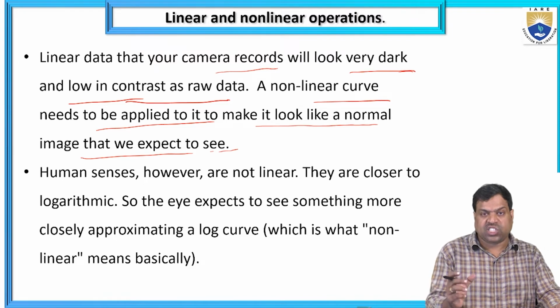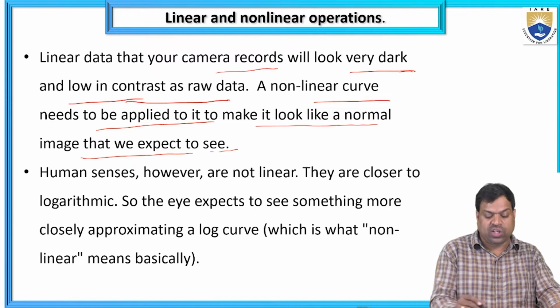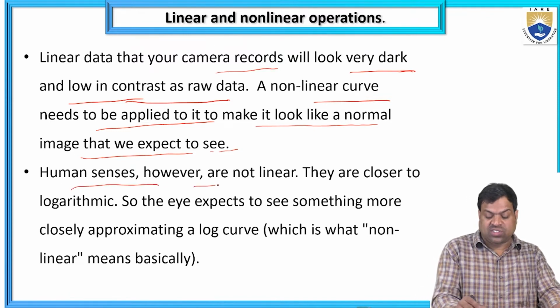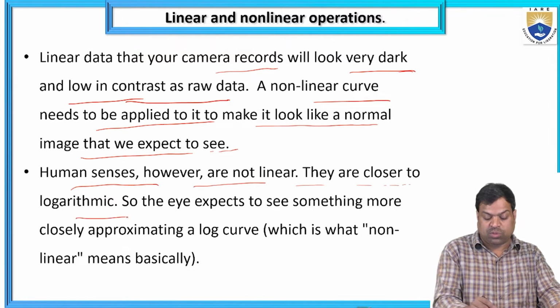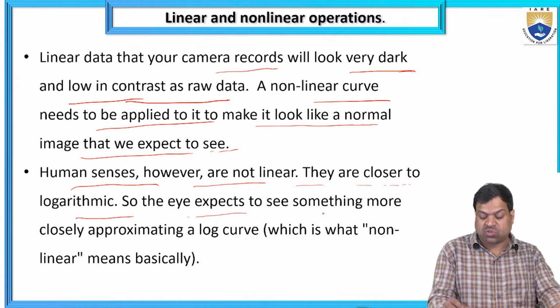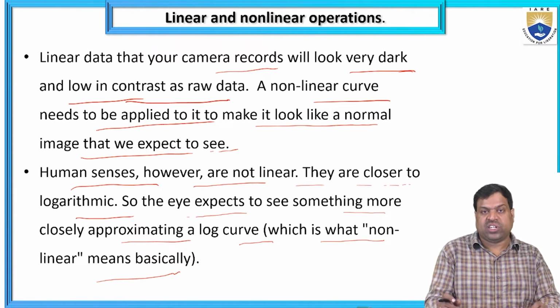So what are the adjustments we needed from the linear? Those adjustments are done, and that is non-linear. Okay, so the human senses, however, are not linear. They are closer to logarithmic. So the eye expects to see something more closely approximating a log curve, which is what non-linear means basically. So suppose a human visible image, that is non-linear.